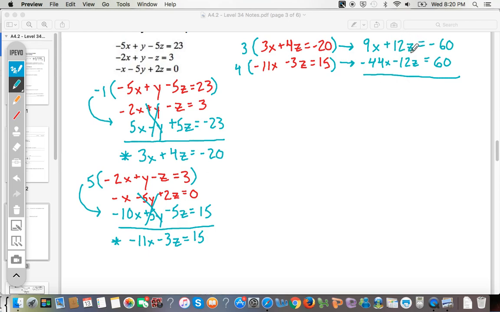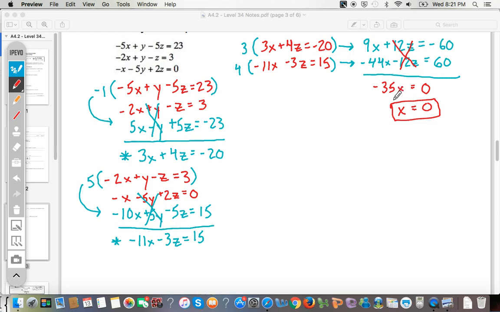Great, so I have positive 12z minus 12z. Those will cancel. I have 9x minus 44x, which turns out to be negative 35x. And negative 60 plus 60. Well, of course, that's 0. So if I want to solve for x, I divide by negative 35 on both sides. I get x equals 0. Awesome. One variable down, 2 to go.